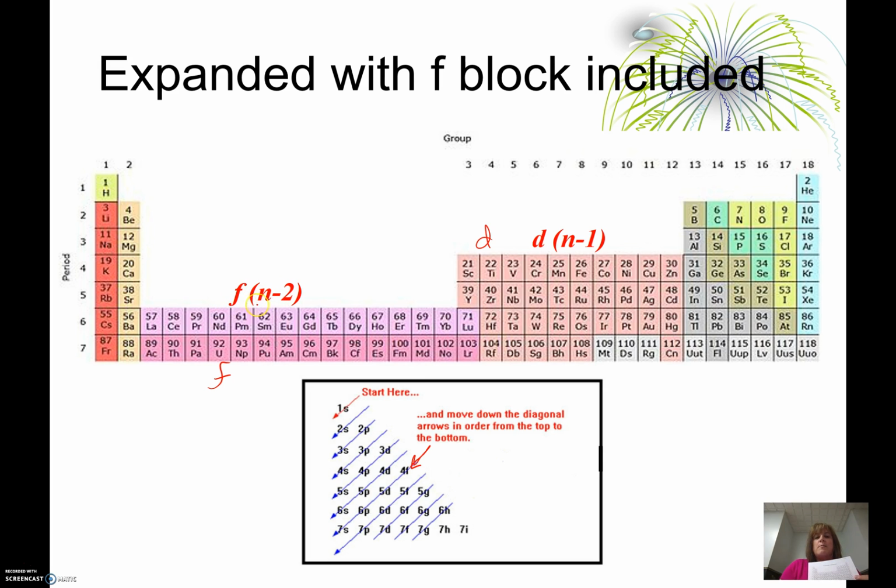So when we use this method, we need to make sure we take the row number and subtract 2 for F orbitals. And for our D orbital, after 4f2, I get to 5d. So for D, I have to subtract 1, because even though this is in the 6th row, it is the 5th D orbital, or sublevel. Now, let's go and see how we use this. That's the important part.